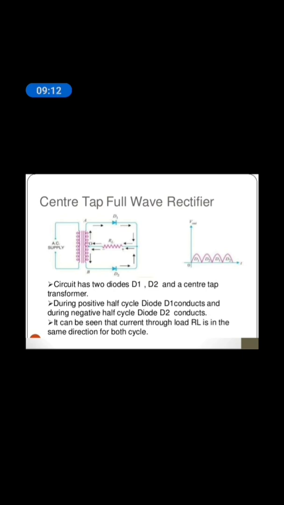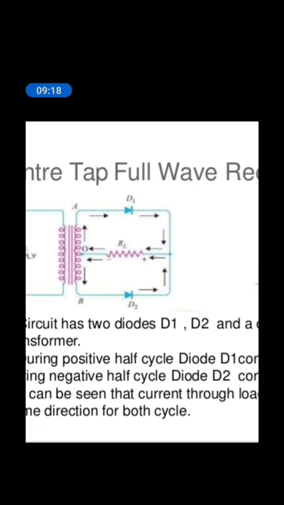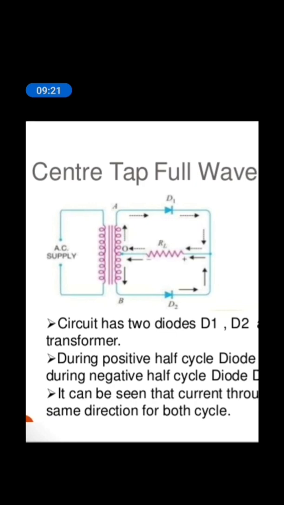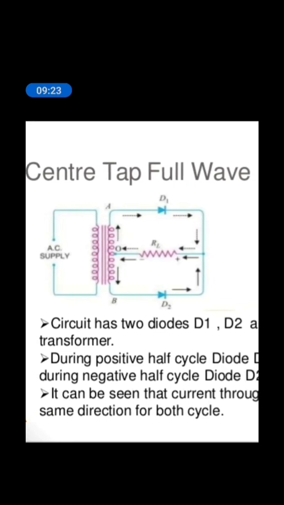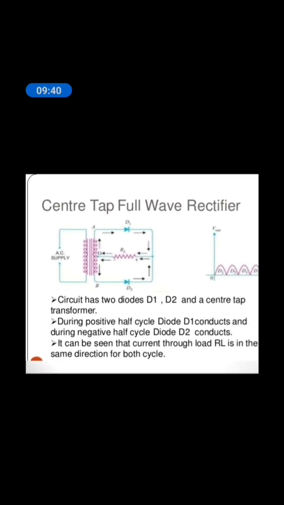And when negative half cycle comes, then in this condition the diode D1 will be reverse biased and diode D2 will be forward biased, and in this condition current flows through the diode D2 and we will get output across the load resistance RL. For this we use center tap transformer.